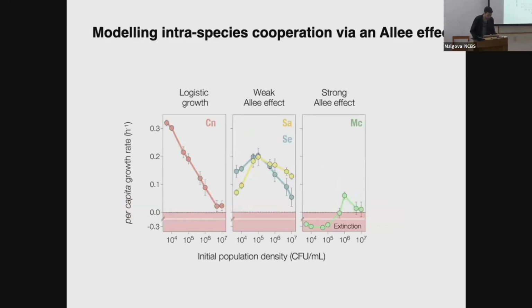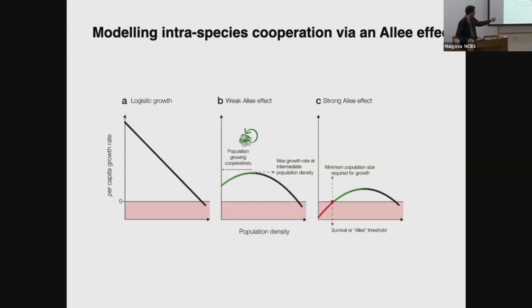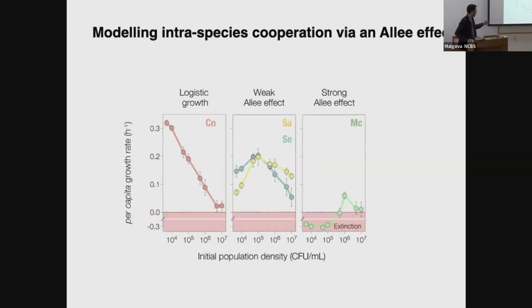So what we did is to now grow these species in monocultures, starting at different initial abundances, just to further prove that some of them will exhibit this kind of Allee effect. And this is actually what we found. So CN was growing logistically, as we saw in the previous lectures, but then we have two species that exhibit a weak Allee effect and one species that exhibits a strong Allee effect. So MC will only grow and survive if it started at a high density. Okay, good.